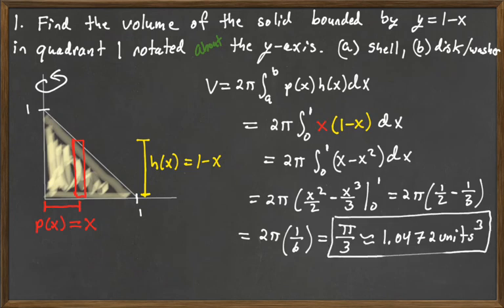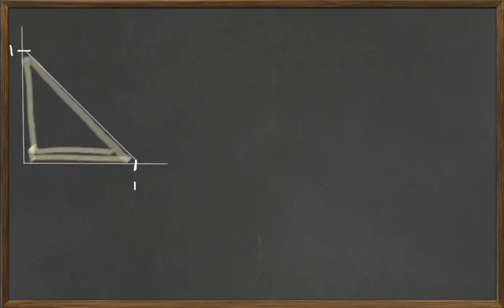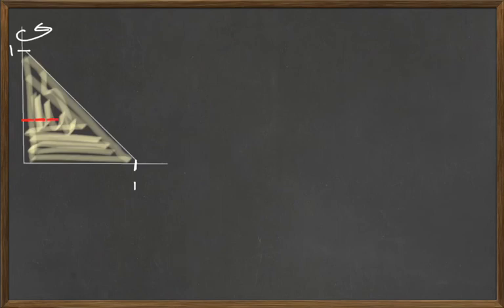So that was the shell method. We'll go ahead and look at this exact same problem, but we're going to do it with the disk or the washer method. Okay, so we'll go ahead and sketch the same region, shading the region to be rotated around the y-axis. Okay, now if we're doing the disk or the washer method, our radii need to be perpendicular with the axis of revolution, or if you're doing your representative rectangles, perpendicular with the axis of revolution.